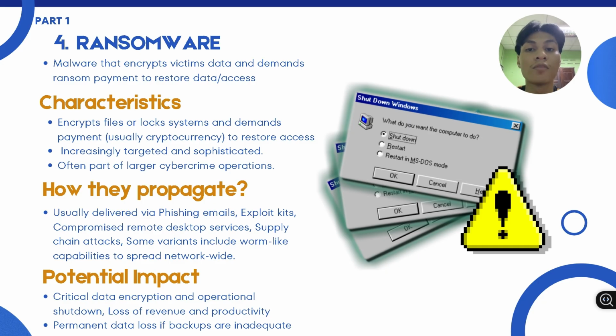So the fourth type of malware in our slide is ransomware. Ransomware is one of the most destructive and financially damaging forms of malware. Once it infects a system, it encrypts files or locks the entire device, making the data inaccessible to the user. The attacker then demands a ransom payment, usually in cryptocurrency, in exchange for a decryption key or system access. Ransomware commonly spreads through phishing emails, malicious attachments, compromised remote access services, or unpatched software vulnerabilities.